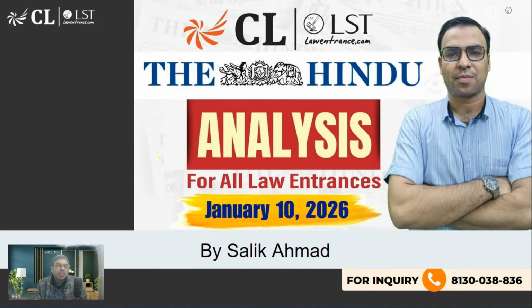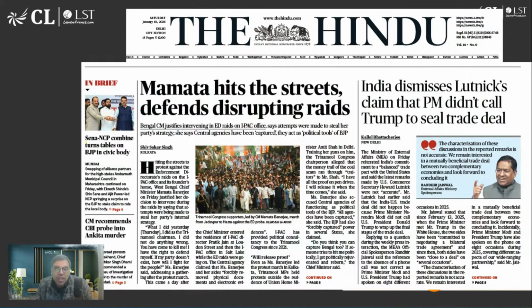So let us begin with the first page. There's an article talking about the Chief Minister of West Bengal, Mamata Banerjee, who hits the streets and defends disrupting raids. What happened was recently we have seen ED raids in the IPAC office, so we will discuss it. Then there is an article saying India dismisses Lutnick's claim that PM did not call Trump to seal trade deal. This is regarding India-US relations, which comes under international relations, which is also very important. Let us first discuss this one.